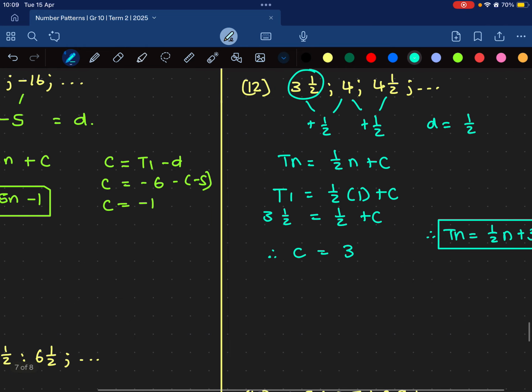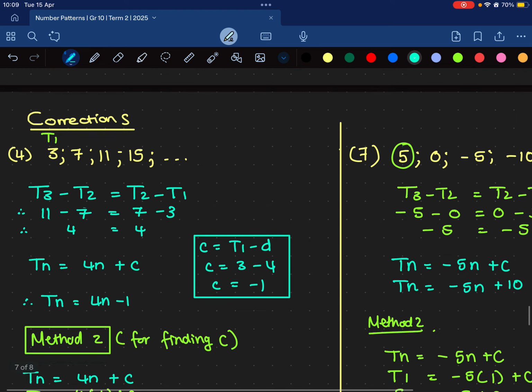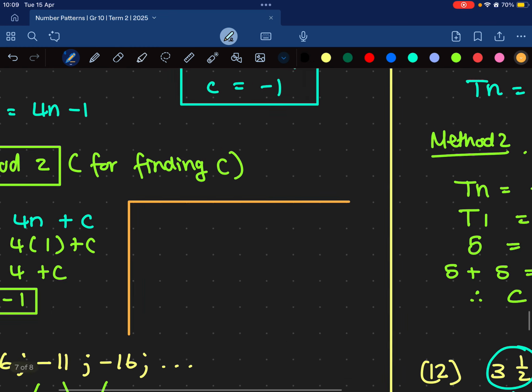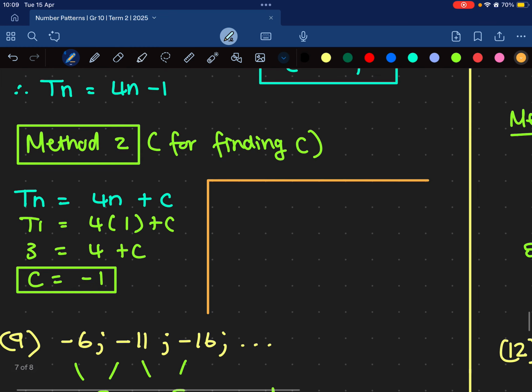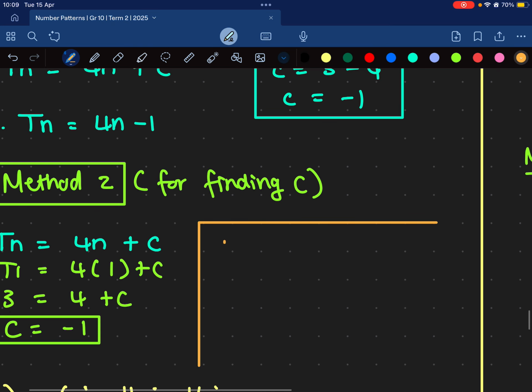Oh, I see that actually the question also wanted to know T100. So let me just go back to number 4. Okay, I'll do this one in orange so that it's a bit easier to see which one's this one. So we would say that T100 would equal 4 times 100 minus 1, which is just going to be 399.